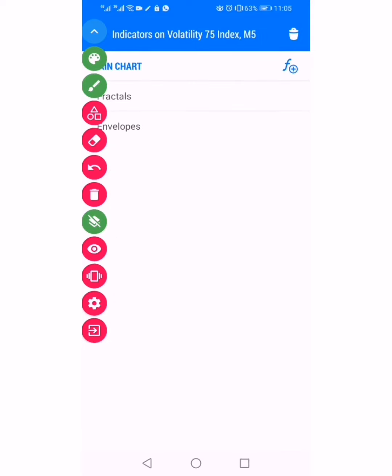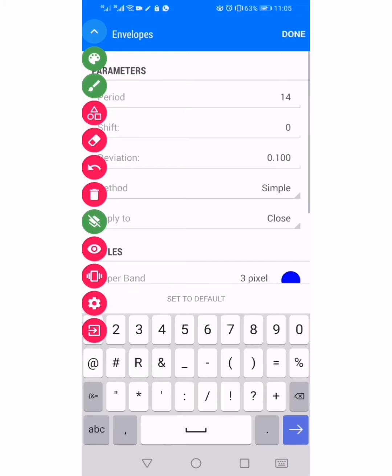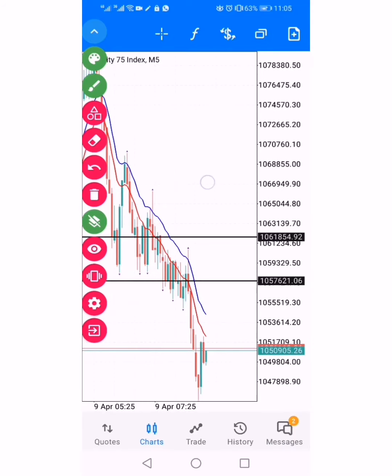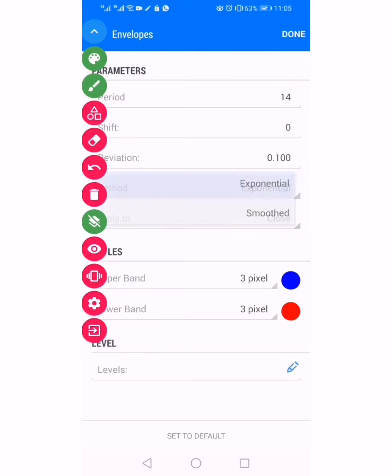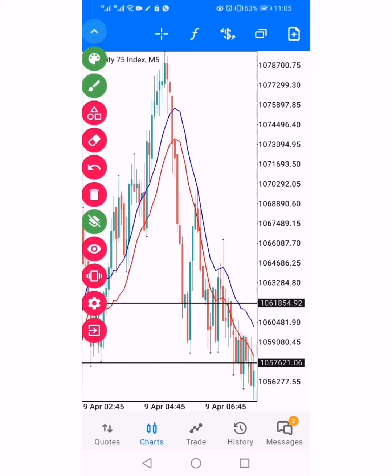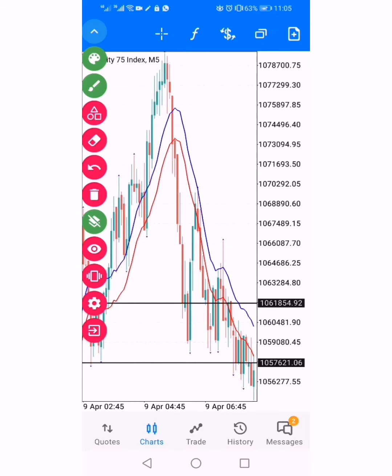So this indicator is called Envelopes. The parameters: your period is 14, shift is 0, deviation 0.100. The method is simple. I know usually we use exponential and everything, but we are going to use simple, and then the rest of the parameters you apply to the close. You can choose whatever color you want, I don't care.